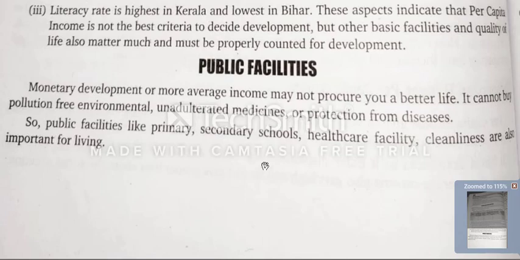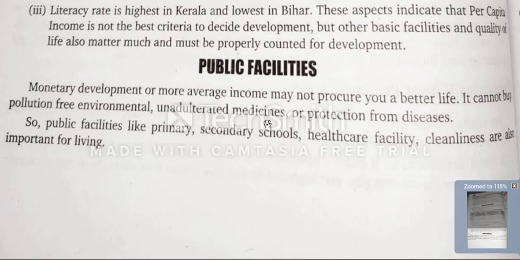And unadulterated medicines or protection from disease. Unadulterated medicines means unmixed medicines. Through the money alone we cannot do this. So public facilities like primary and secondary school, healthcare facilities, and cleanliness are also important for living. Only earning money should not be the aim. There should be a standard of life. We need primary and secondary schools, healthcare facilities, cleanliness. This should be our main focusing point.